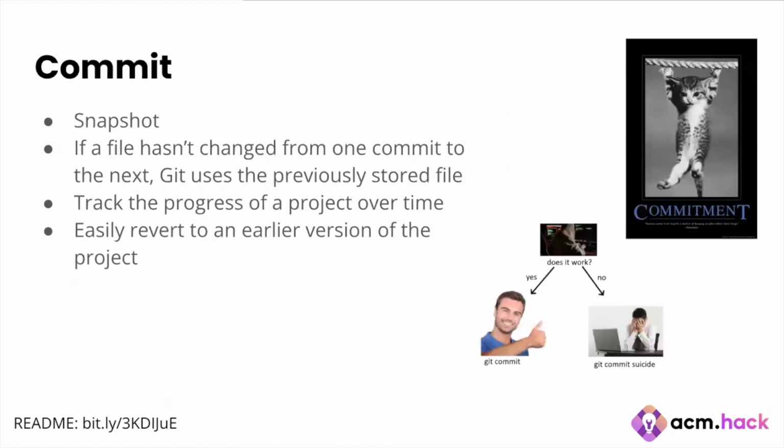After making changes on a branch, developers must commit their code. With every commit, Git takes a picture of what all your files look like at that moment and stores a reference to that snapshot. A commit is created every time work is saved. If a file hasn't changed from one commit to the next, Git uses the previously stored file. Git commits provide a way to track the progress of a project over time and to easily revert to an earlier version of the project if necessary.